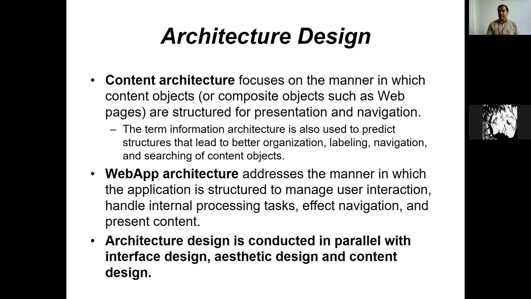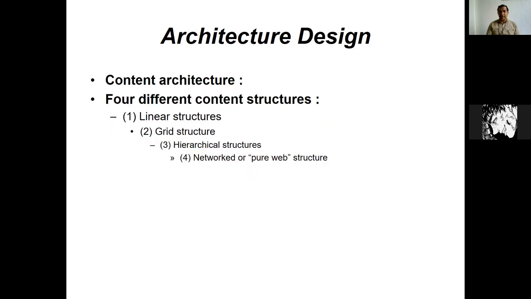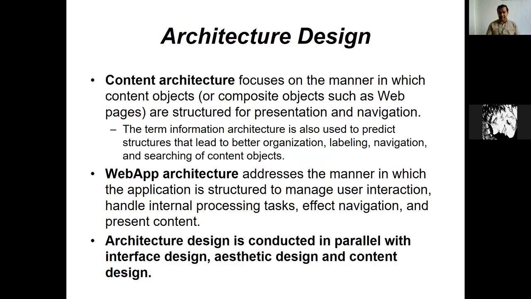Content architecture focuses on the manner in which content objects are structured for presentation and navigation. So we have something called content architecture, we have something called web application architecture, different structures of this architecture, etc. So what exactly does content architecture mean? It focuses on the manner in which content objects, that is the content of a web page, which we call an object, because we have to frequently use this term here.